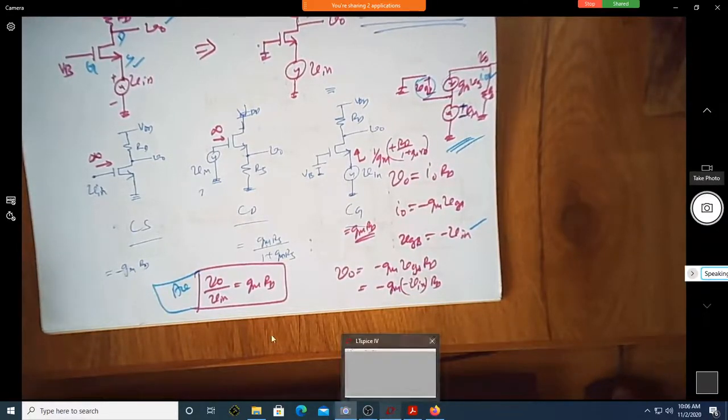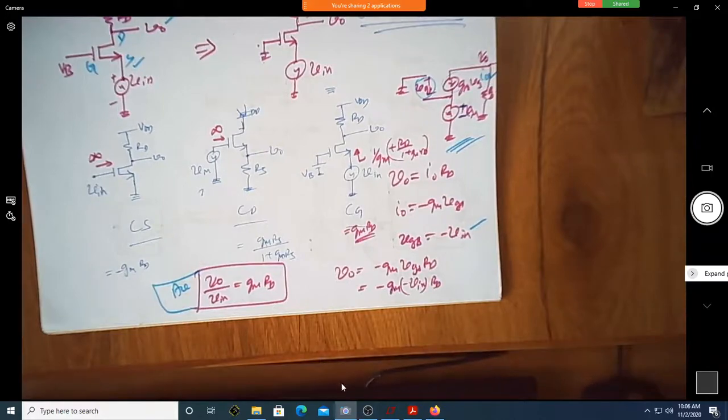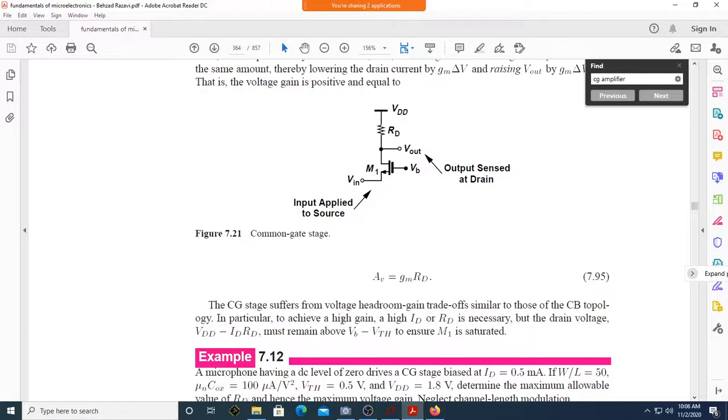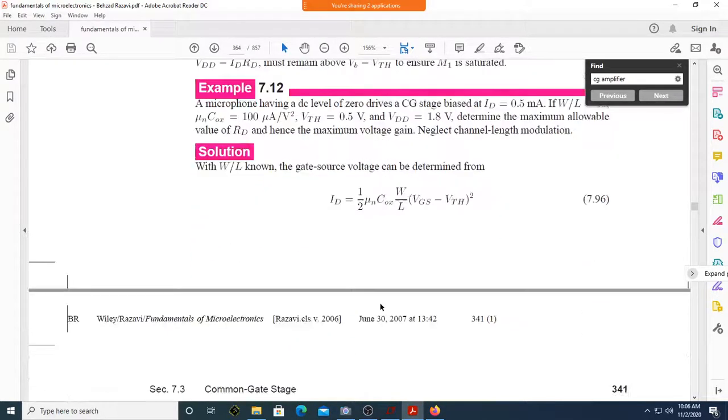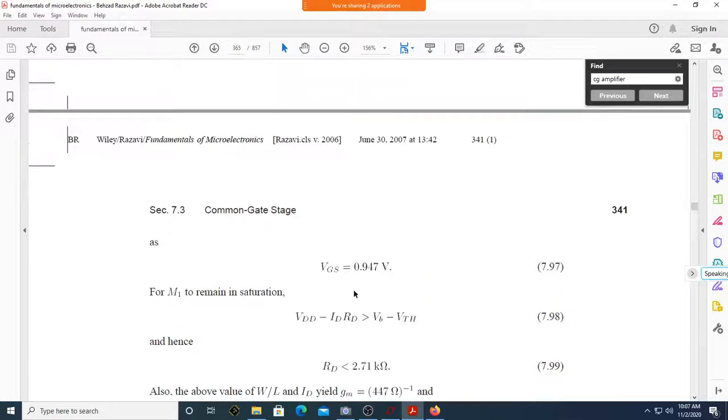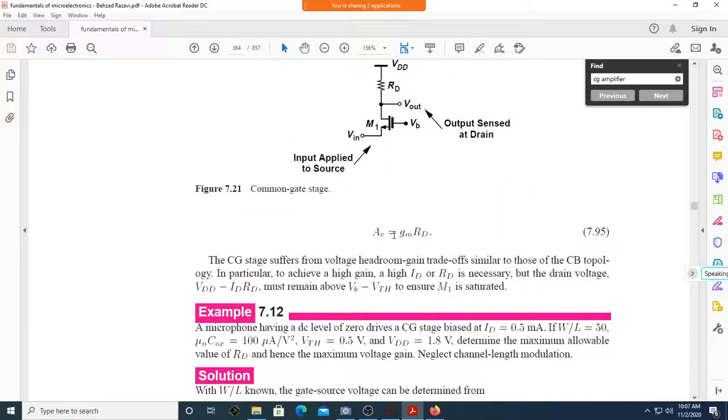This is how I'm trying to map the material that is in the textbook to what we derived in the class. Of course, you are applying a small input voltage. Can you see an amplified version here? Yes, sir. You can see an amplified version, and most interestingly, it is in phase. If your input is increasing, output is also increasing because there is no negative sign here.